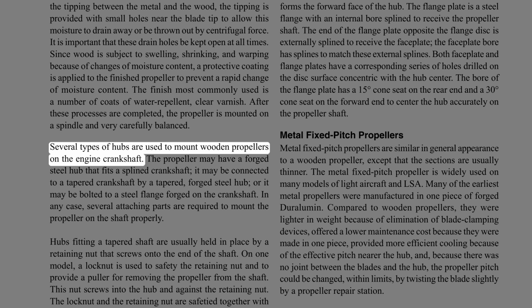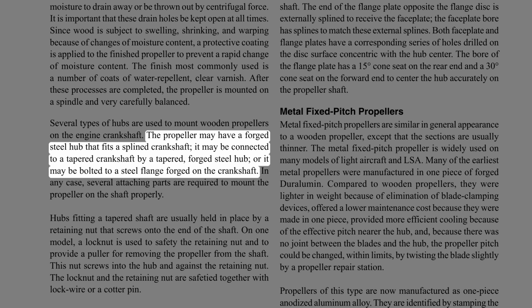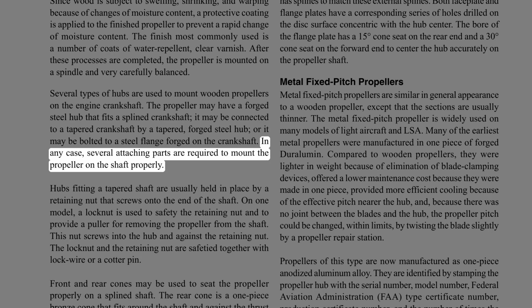Several types of hubs are used to mount wooden propellers on the engine crankshaft. The propeller may have a forged steel hub that fits a splined crankshaft. It may be connected to a tapered crankshaft by a tapered, forged steel hub, or it may be bolted to a steel flange forged on the crankshaft. In any case, several attaching parts are required to mount the propeller on the shaft properly.